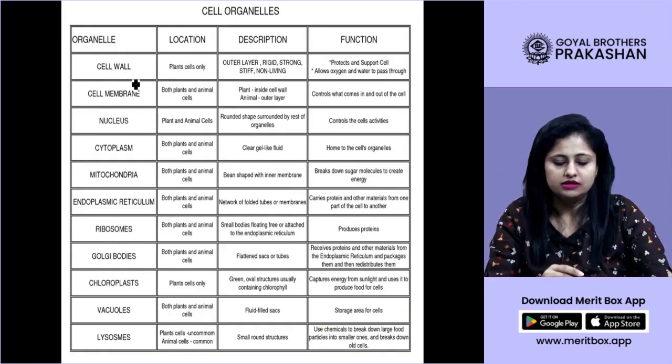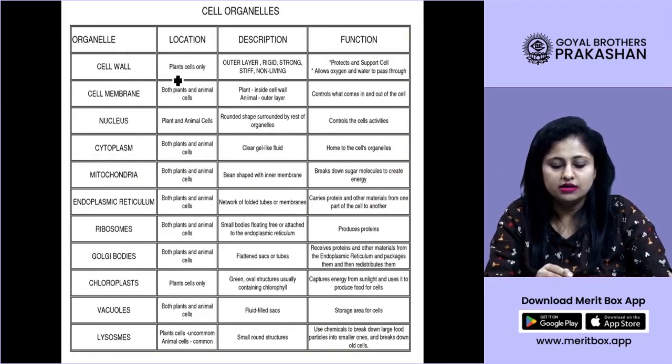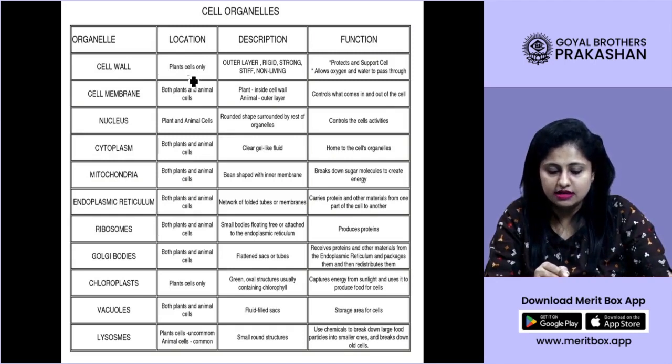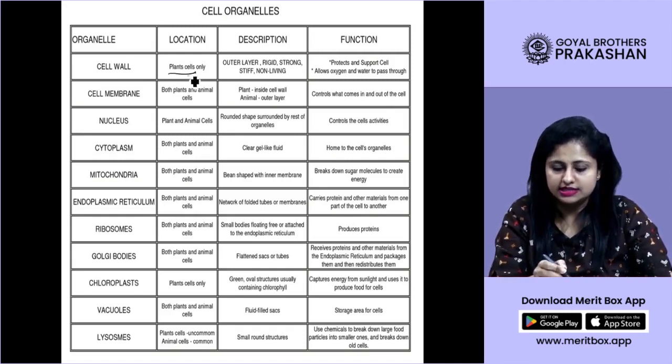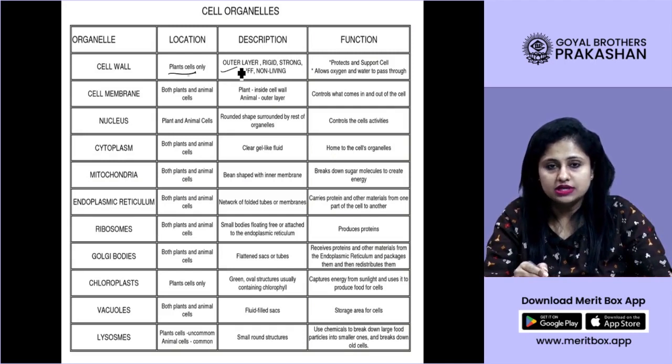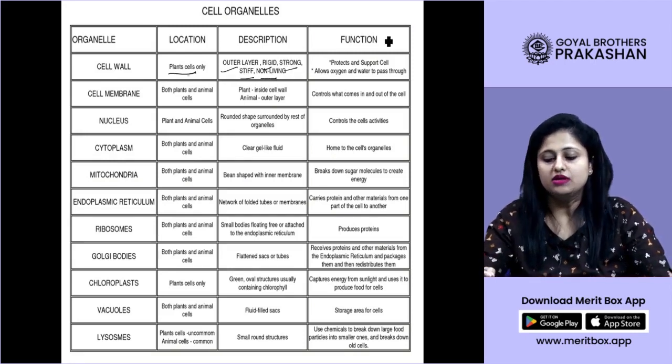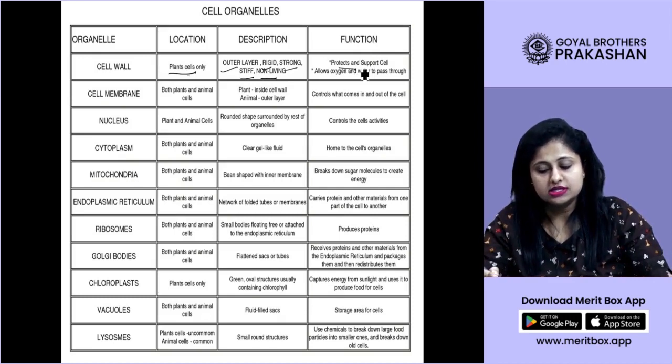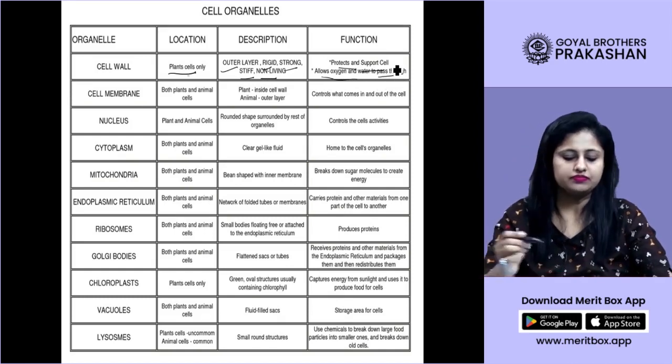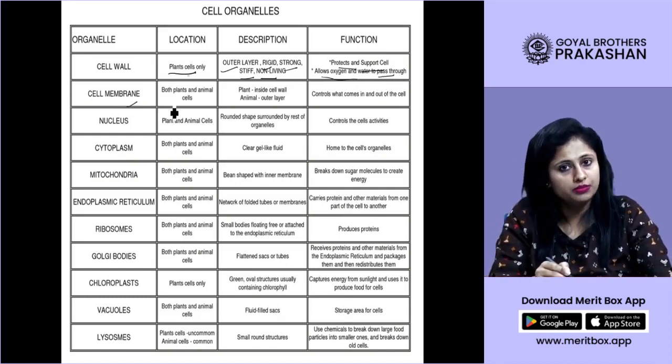So let's see, cell wall. It is located in only the plant cell. Cell wall is the outer layer. It is rigid, strong, stiff and non-living. Its function is to protect and support the cell. It allows water and oxygen to pass through. Cell membrane is present in both.